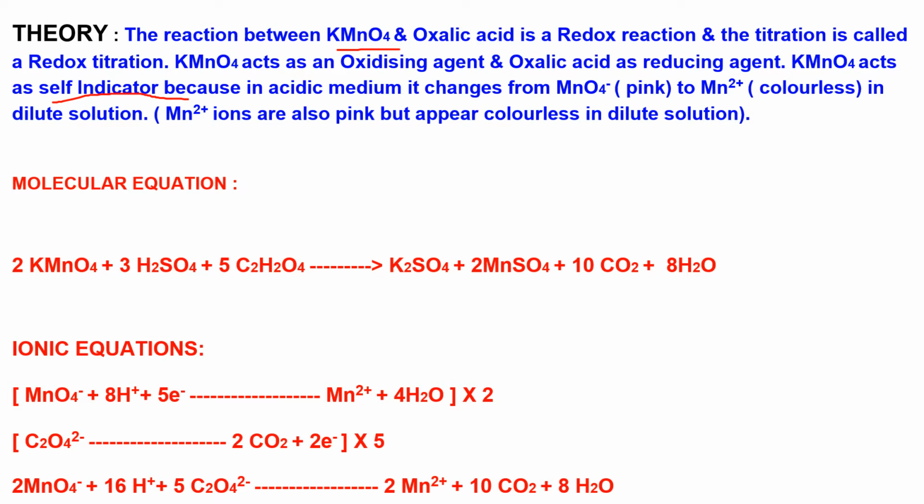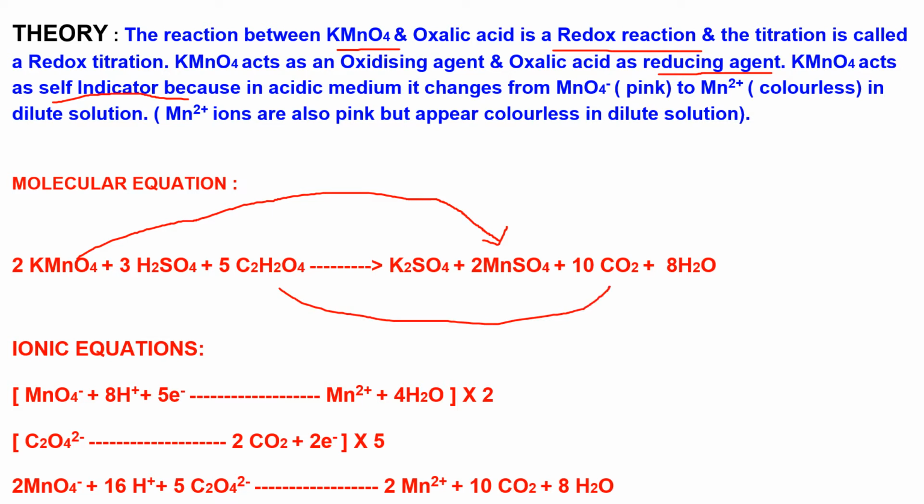And it's a redox reaction, as we know. So here, if KMnO4 is an oxidizing agent, then oxalic acid must be a reducing agent. If you see the reaction, KMnO4 is changing from MnO4 minus to Mn2 plus. So this is getting reduced itself from plus 7 to plus 2 for Mn. And simultaneously, oxalic acid, which is C2H2O4, is getting oxidized to CO2. So this is a redox reaction in acidic medium.